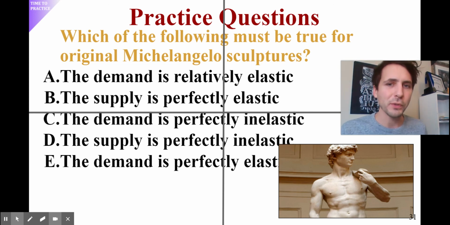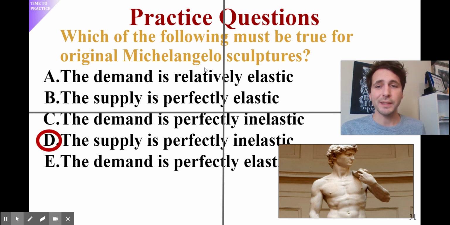Which of the following must be true of the original Michelangelo sculptures? The demand is relatively elastic. The supply is perfectly elastic. The demand is perfectly inelastic. The supply is perfectly inelastic. Or the demand is perfectly elastic. What do you think? If you selected the supply is perfectly inelastic, you're correct.